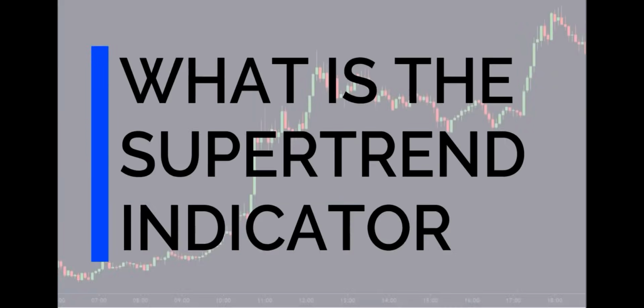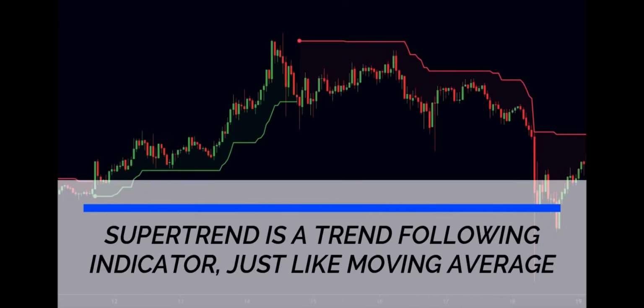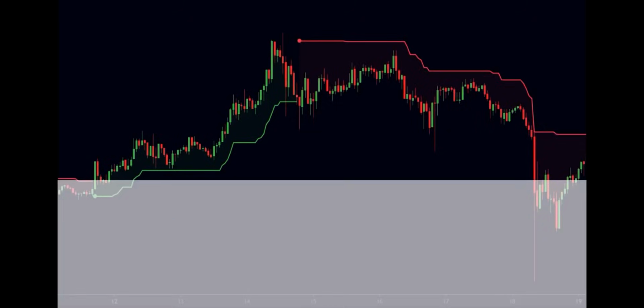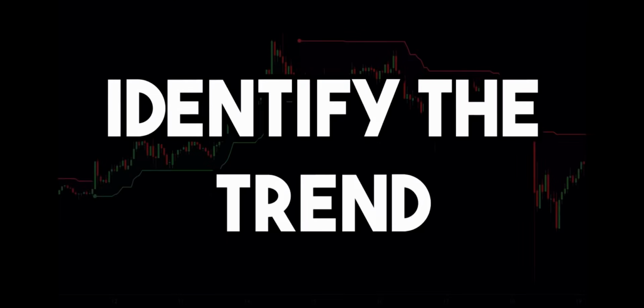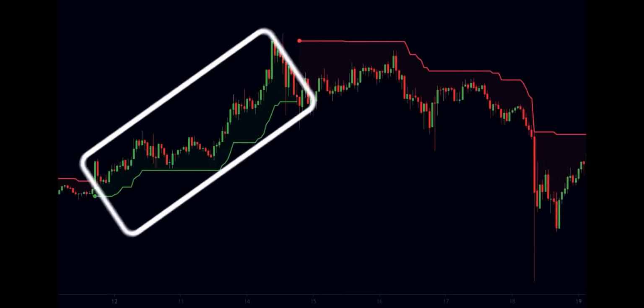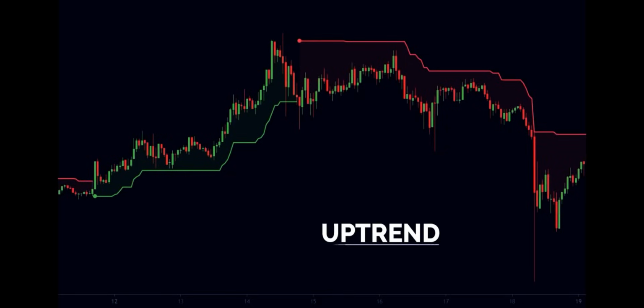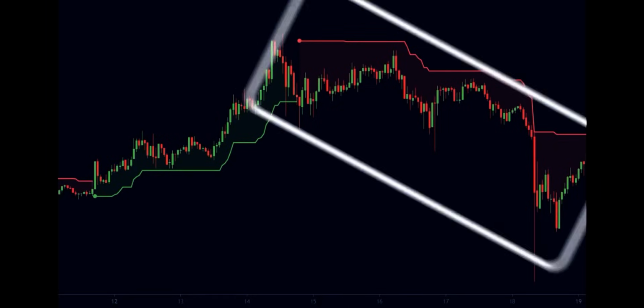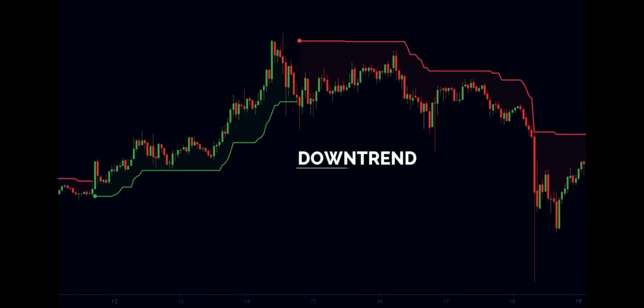So first, let us understand what is the Supertrend indicator. As the name suggests, Supertrend is a trend-following indicator just like moving average. Supertrend is plotted on the price chart, and it helps in identifying the trend. When the price is above the Supertrend, it will be green in color. This indicates the asset is in an uptrend. On the other hand, when the price is below the Supertrend, it will be red in color. And hence, we can say that the asset is in a downtrend.